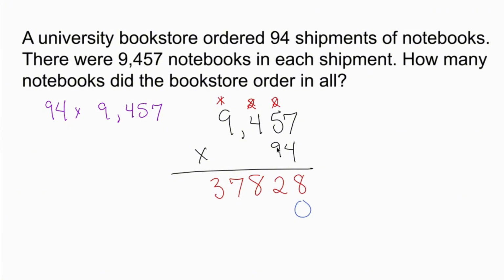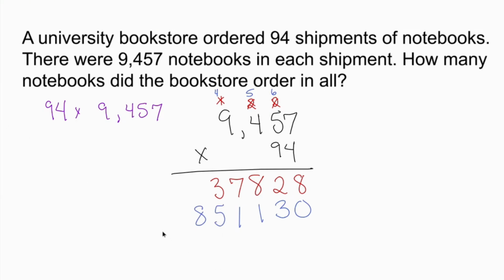Ugly numbers here. So 9 times 7 is 63. Write out your 3, carry over a 6. 9 times 5 is 45. 45 plus 6 is 51. Write out a 1, carry over the 5. 9 times 4 is 36. 36 plus 5 is 41. Write out your 1, carry over a 4. 9 times 9 is 81. 81 plus 4 is 85. And since that's our last number, we're going to write out all of 85.